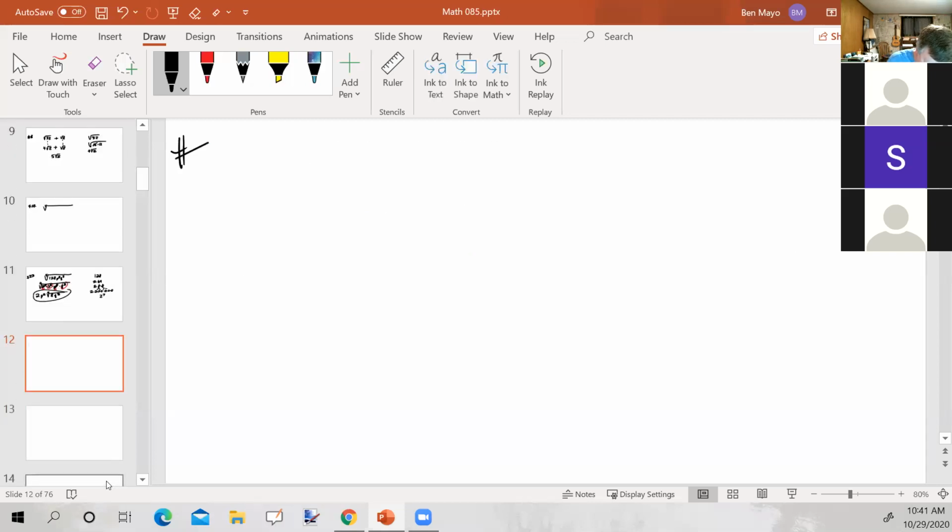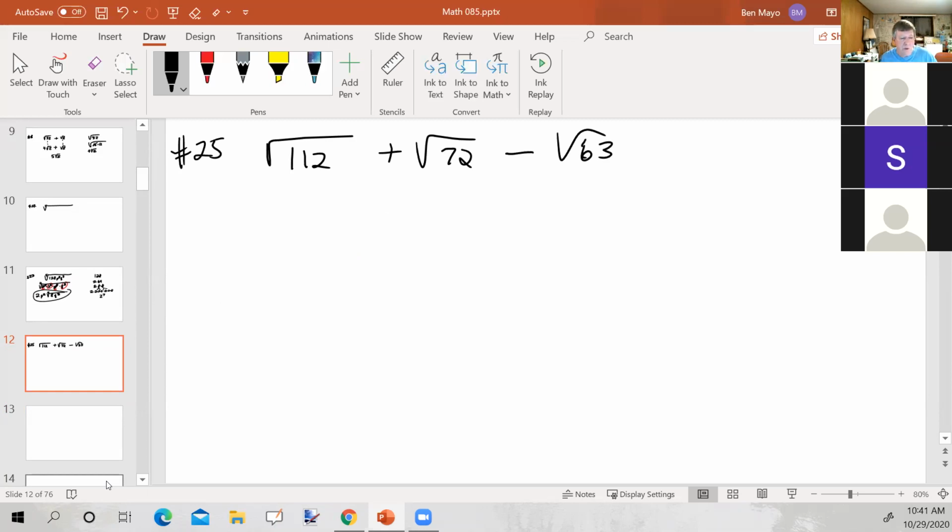Number 25 coming up. Simplify by combining like radicals. We have the square root of 112 plus the square root of 72 minus the square root of 63. So we're going to simplify each radical as much as possible, okay?